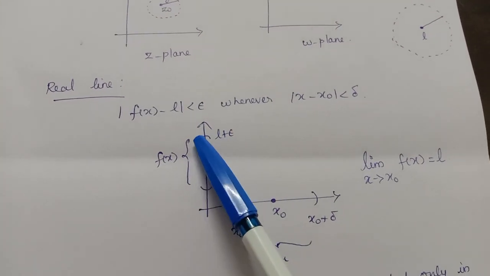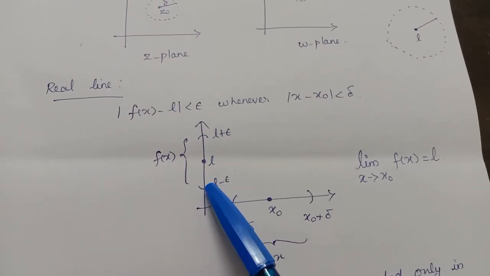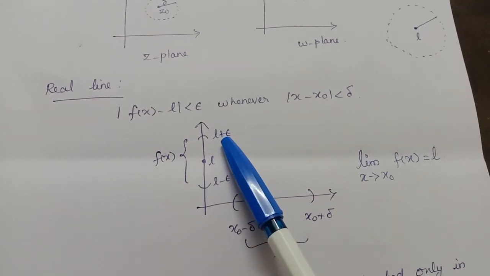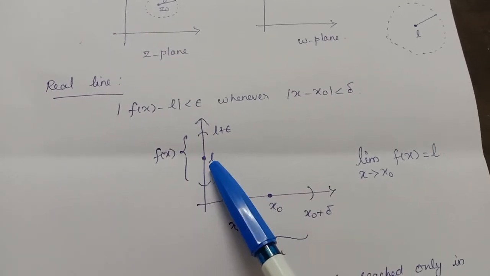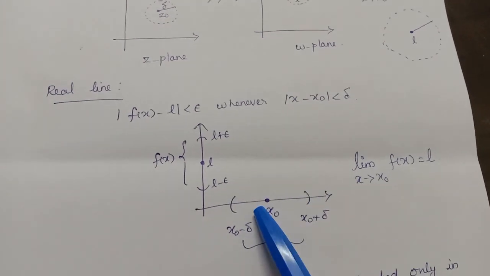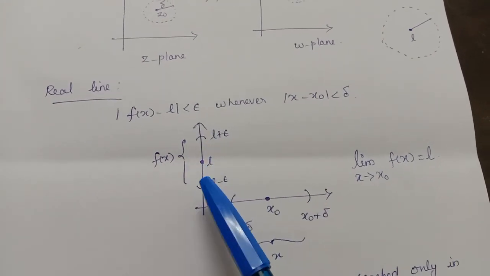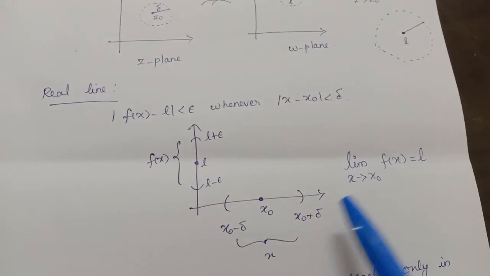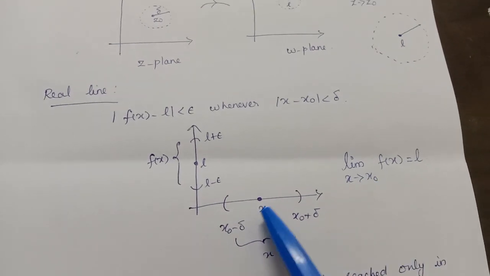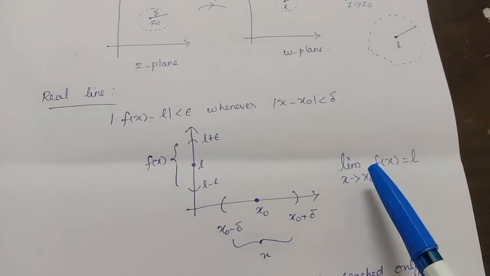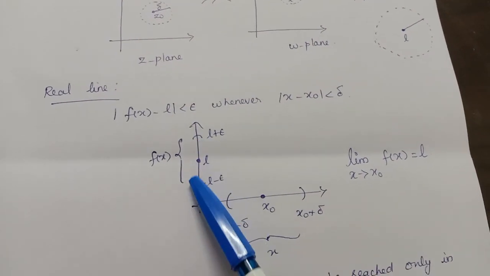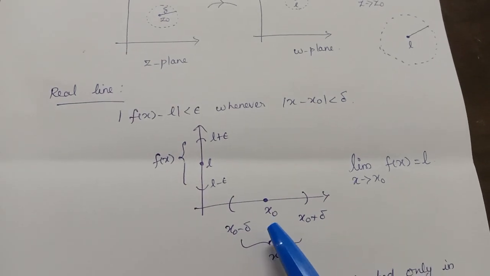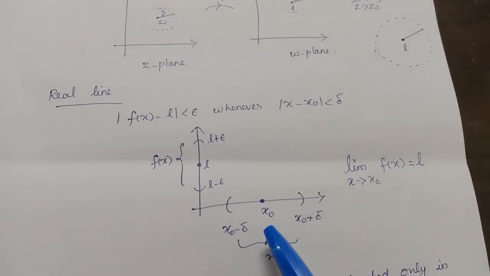If all the images are lying in a small interval like this, where L is a point and L minus epsilon to L plus epsilon is a small neighborhood of this L, if the image of this interval completely lies within this interval, then we say that limit x tends to x0, f of x is equal to L. That means whenever x is approaching x0, then f of x approaches L in the range. So this is the definition of limit on the real line.